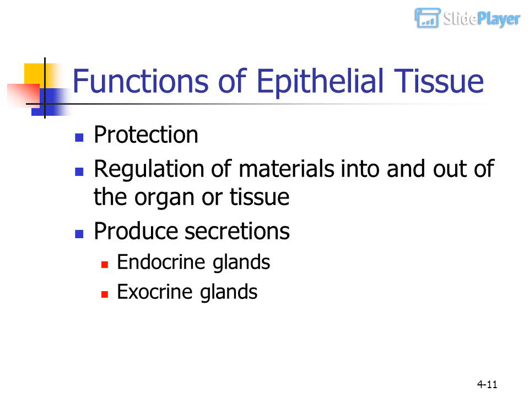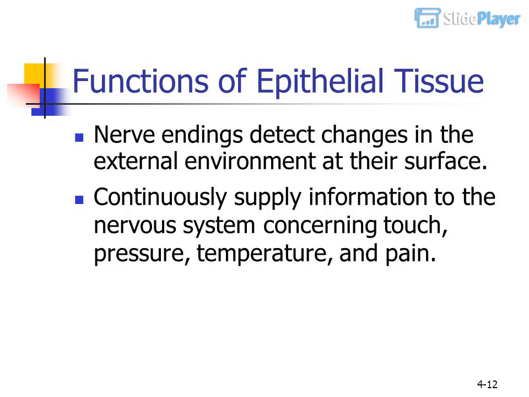Functions of epithelial tissue. Protection. Regulation of materials into and out of the organ or tissue. Produce secretions: endocrine glands, exocrine glands. Functions of epithelial tissue. Nerve endings detect changes in the external environment at their surface. They continuously supply information to the nervous system concerning touch, pressure, temperature, and pain.